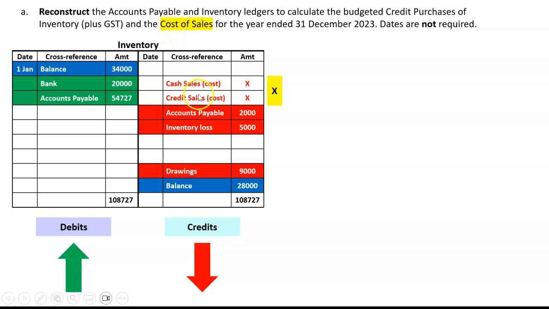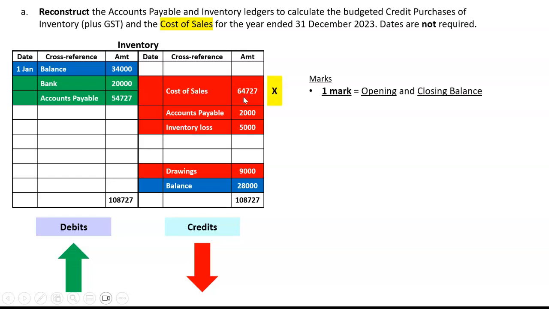Well, technically, I don't really need both of these. I'm just trying to find the overall cost of sales, so I don't really need to calculate two things here. We'll just say it's one thing. I just need to find the total cost of sales, which is X. And now I'm going to get my calculator. I'm going to do 108,727 less 28,000 less 9,000 less 5,000 less 2,000, and that's going to equal 64,727. And I've got my answer.